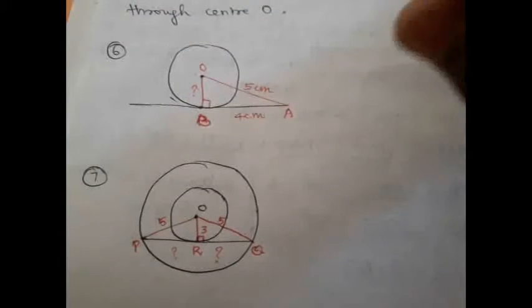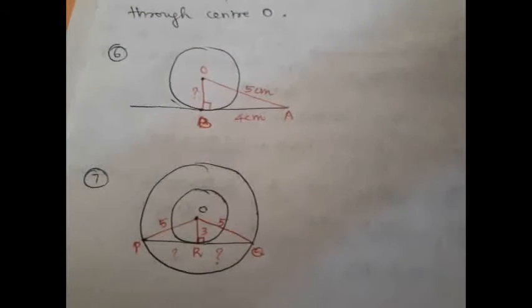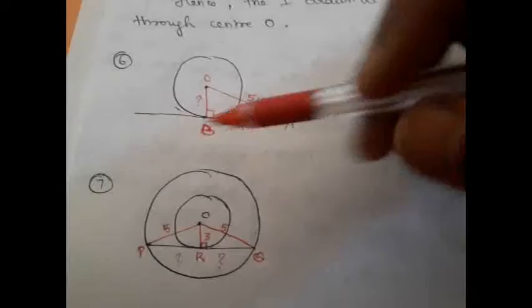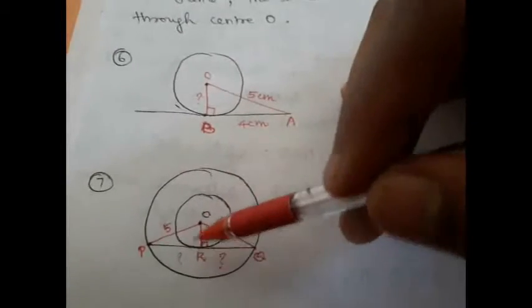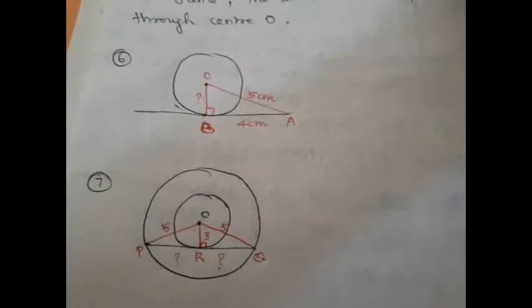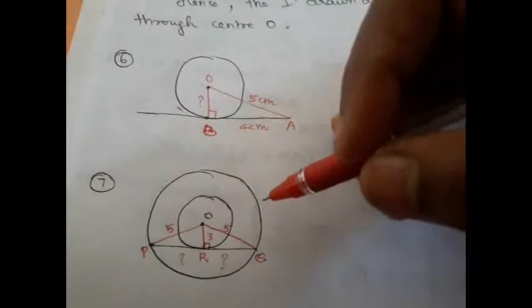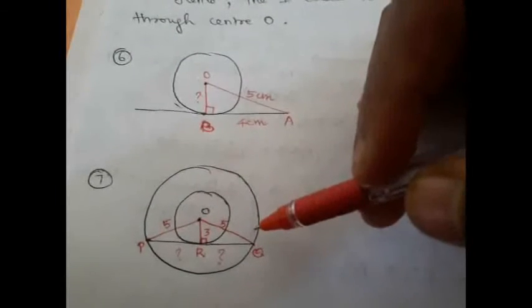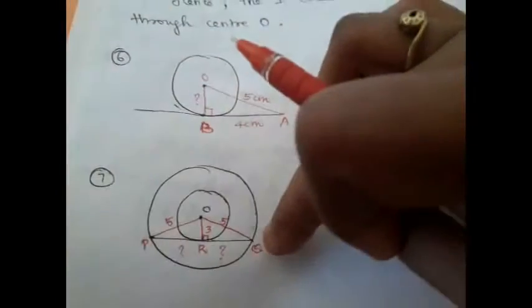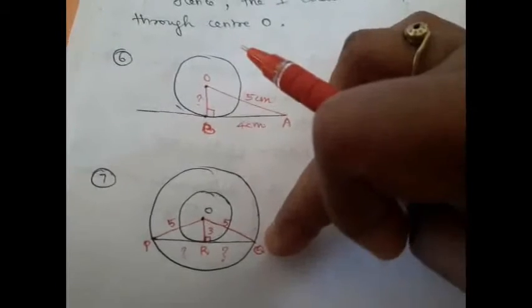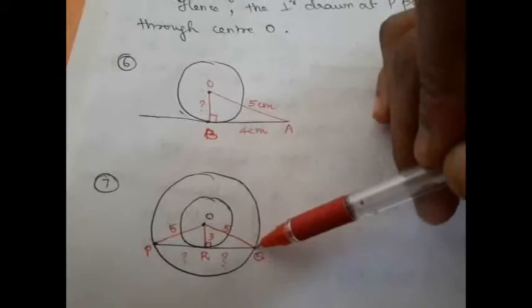Two concentric circles. Concentric circles means what? Two circles with the same center but different radii. Two concentric circles are of radii 5 cm and 3 cm. Obviously, the bigger circle will have radius 5 cm and the smaller circle will have radius 3 cm. Find the length of the chord of the larger circle which touches the smaller circle. So, they asked you to find the length PQ.